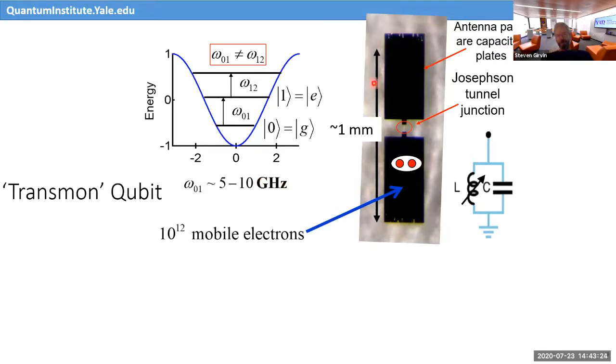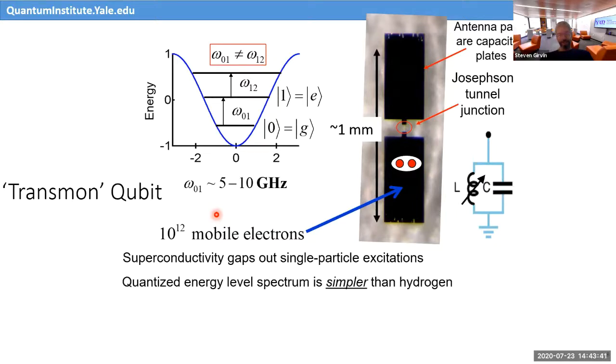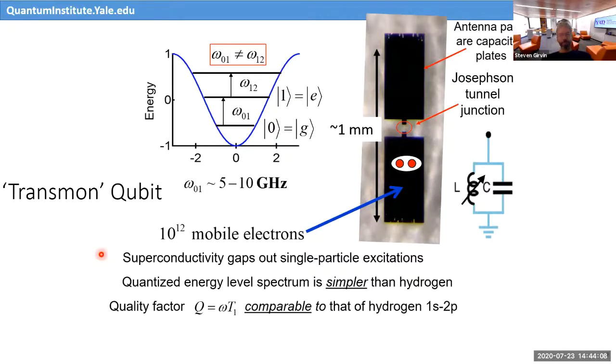So if you think of this as an artificial atom with roughly a trillion mobile electrons, or an atom with an atomic number of a trillion, you would think it has a fantastically complex spectrum. But in fact, the superconductivity gaps out the single particle excitations, and the long range of the Coulomb potential gaps out all of the collective excitations except the low frequency sloshing of Cooper pairs back and forth, the dipole oscillations through this nonlinear inductor. So in fact, it's the spectrum of a weakly anharmonic oscillator. It's much simpler than the spectrum of hydrogen. There's no fine structure and no hyperfine structure. And the quality factor, as I mentioned, is comparable to that of hydrogen.